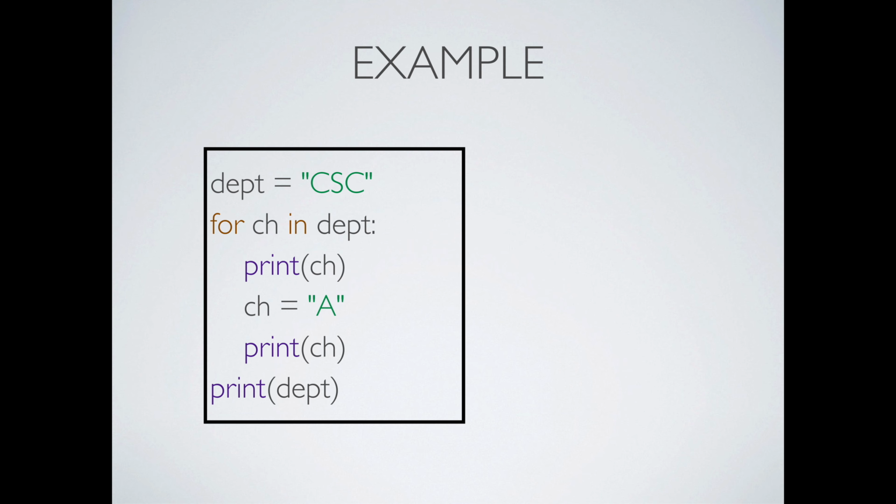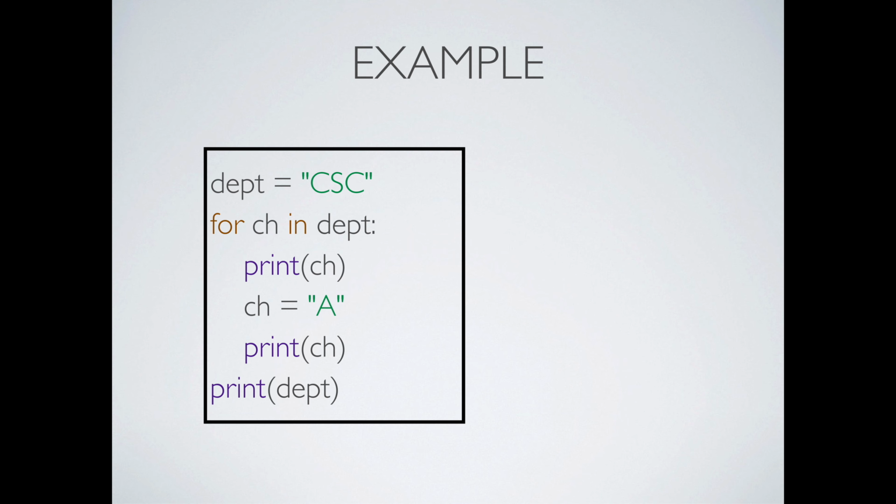So here's an example to sort of illustrate what I mean by that. Here we have department equals CSC, so we're putting the string CSC into a variable department, and then we iterate through every single character in the string. Right, that's what this for loop is doing. And do note the indentation. The indentation rules apply with this iteration, just like normal for loops.